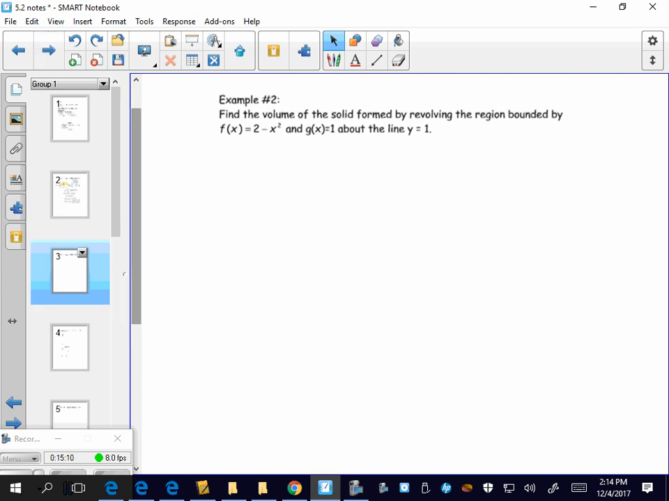All right, example 2. Find the volume of the solid formed by revolving the region bounded by f of x equals 2 minus x squared, g of x equals 1, about the line y equals 1. So now we are revolving this around something which is not the x or y axis. It's the line y equals 1. So again, let's go ahead and sketch this.